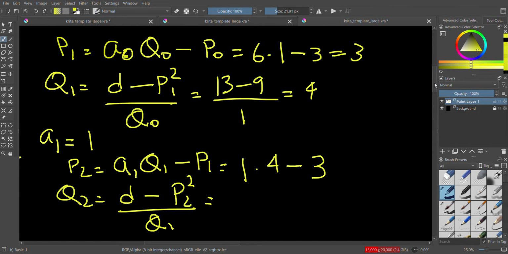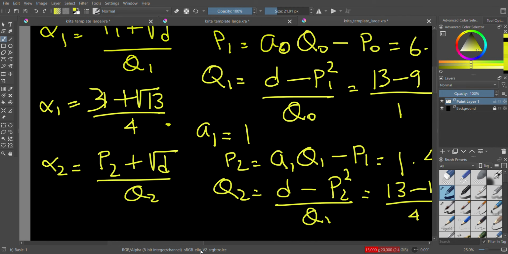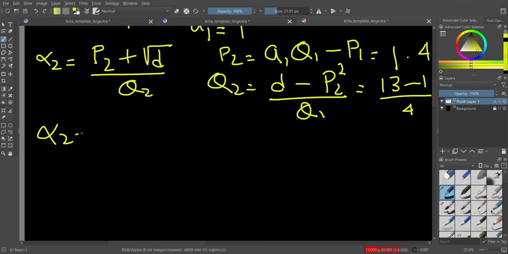Q1 is 4 and P1 is 3, so this is 1. And this is 13 minus 1, and we know Q1 is 4, so this is 3. So what is our alpha 2? Alpha 2 is 1 plus square root of 13 over 3, and our A2, this is like 1 plus 3 over 3, floored, A2.